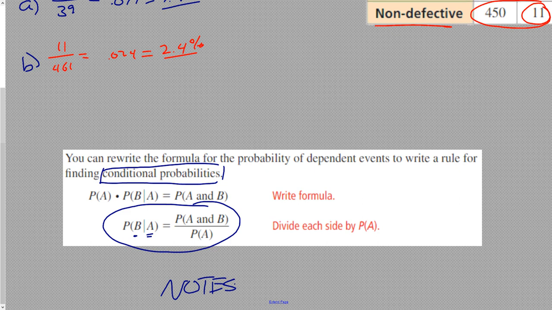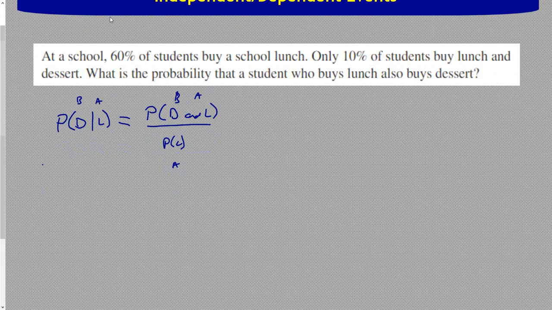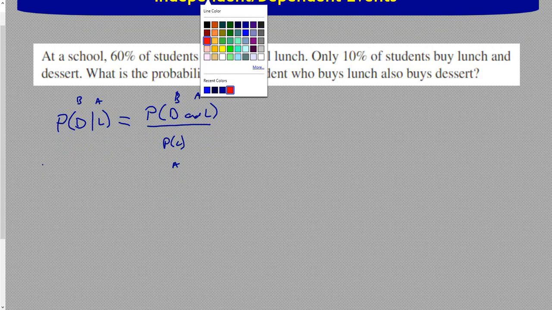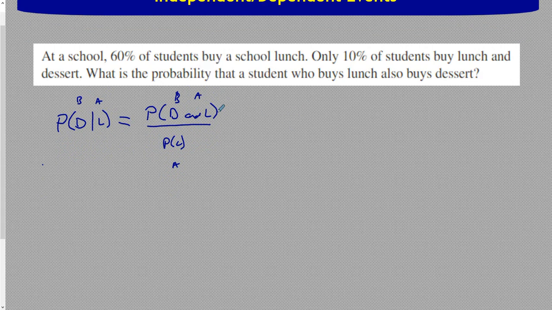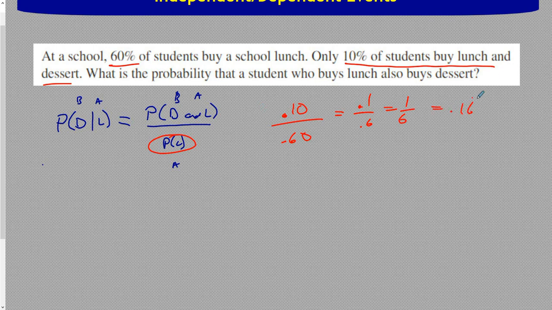Okay. D and L in this case representing dessert and lunch. So let's just plug in what we know. What is the probability of dessert and lunch? Well, 10% of students buy lunch and dessert. So that would be 0.10 divided by, what's the probability of just buying lunch? 0.6. So I need 0.1 over 0.6, or 1/6, which is 0.16 repeating. 16.67% is the probability that a student who already bought lunch will also buy dessert.